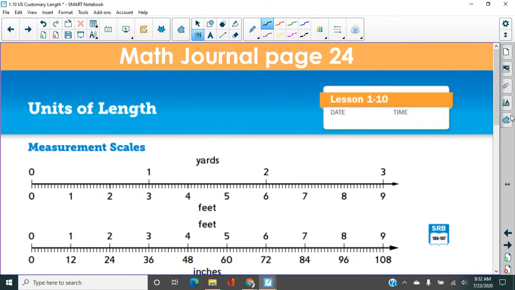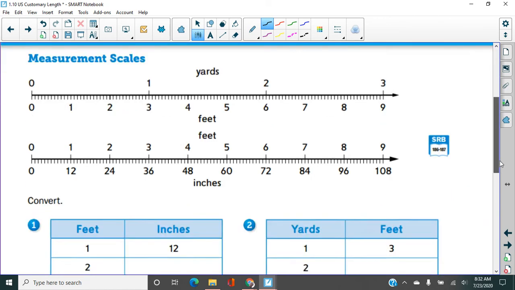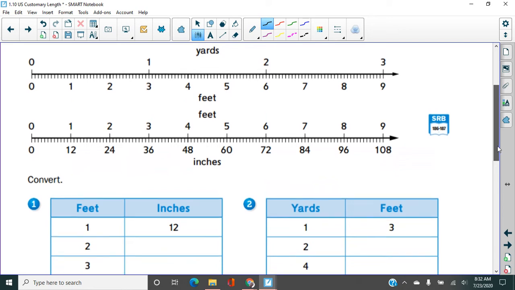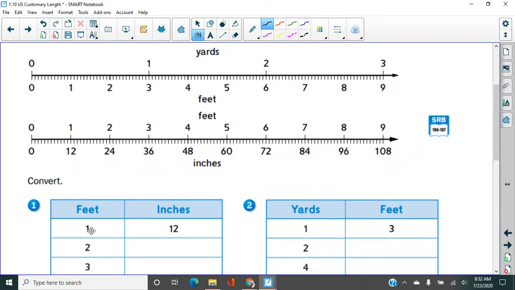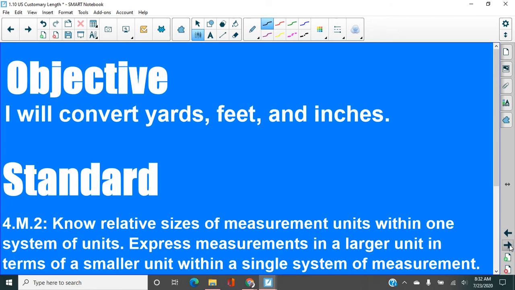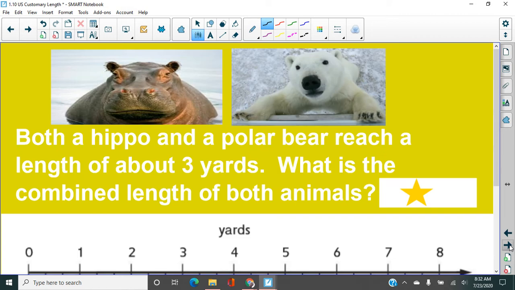All right. Now, this math journal page, I'm going to show you this first, and then I want to show you one other thing. On these math journal pages, it's going to show you how many feet, and then you're going to change that to inches. So 2 feet, you'll look up here, and you'll write 24 inches right in that spot. Now, there's also some word problems. So let's do an example as we work towards this goal today.